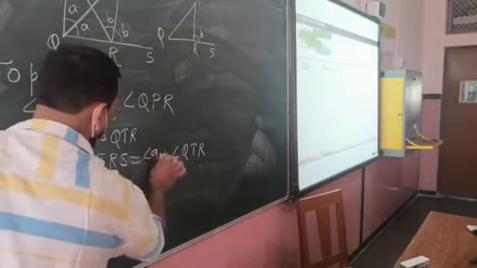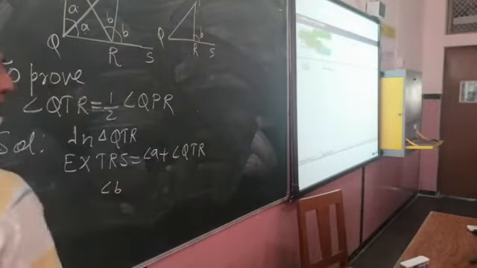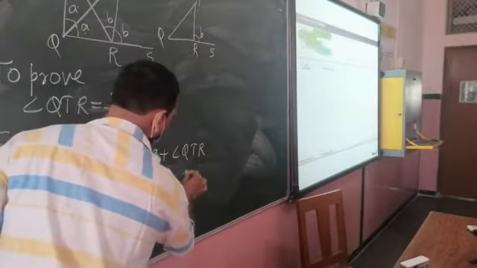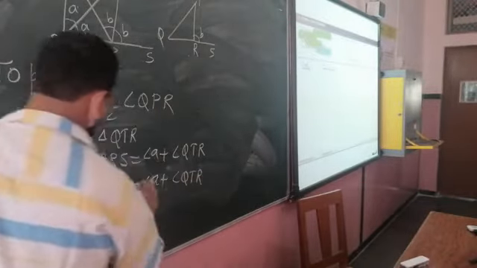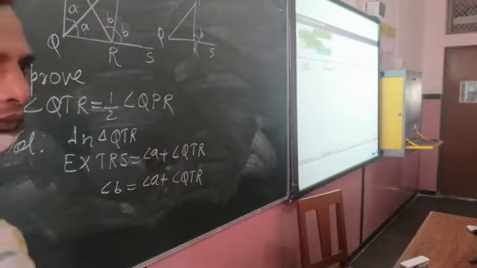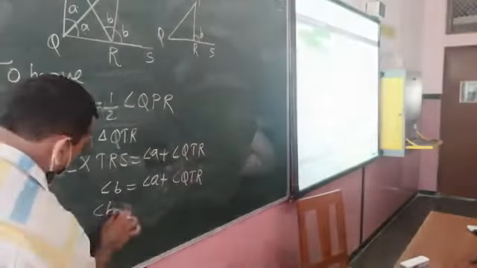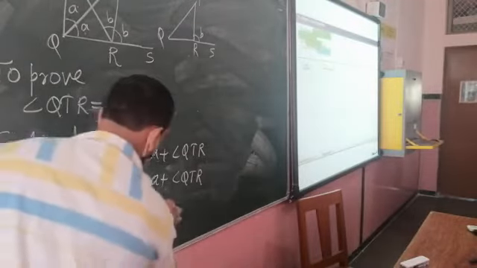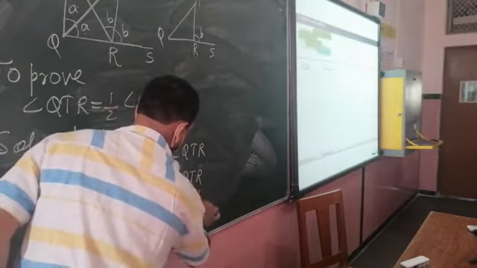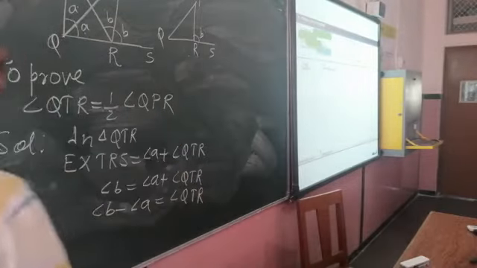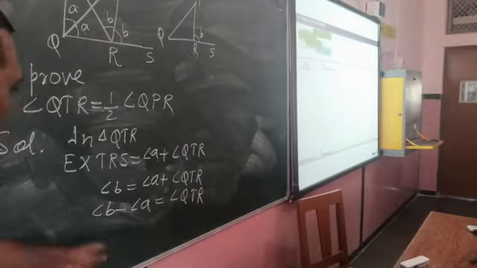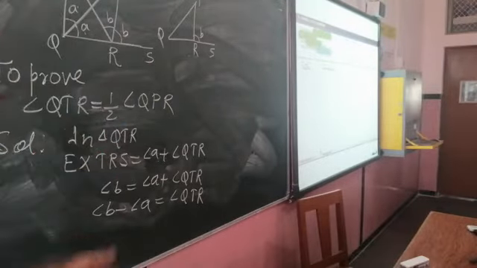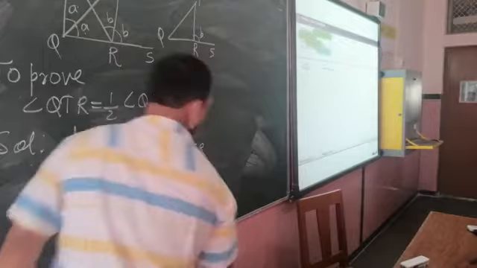And what is the value of the TRS? Angle B. Angle B equal to what? Angle A plus angle QTR. Now B and A I can subtract. Say yes or no? B minus A will be equal to what? QTR. Any doubt? Why am I not going to put the value of QTR? Because this I have to prove in the question. This is the first equation.